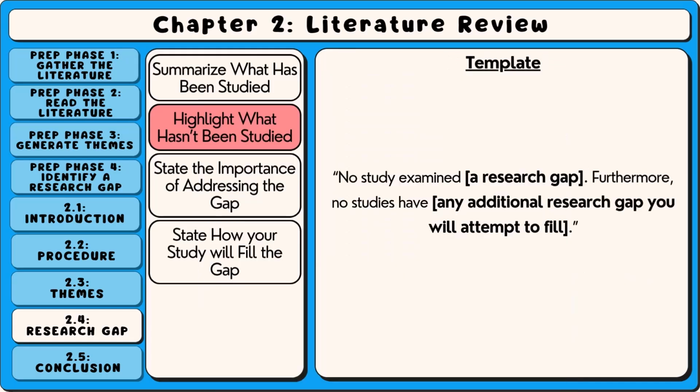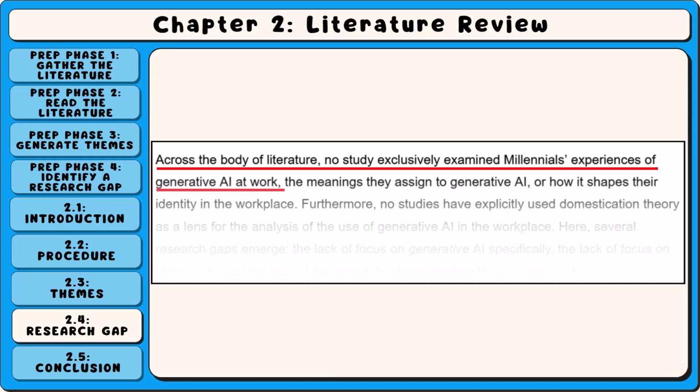Here's a template for highlighting what hasn't been studied across the body of literature. No study examined, and then insert a research gap. Furthermore, no studies have, and then you can address any additional research gaps if you have found more than one research gap that you want to answer with your study. And here's our completed example. Across the body of literature, no study exclusively examined millennials' experiences of generative AI at work.